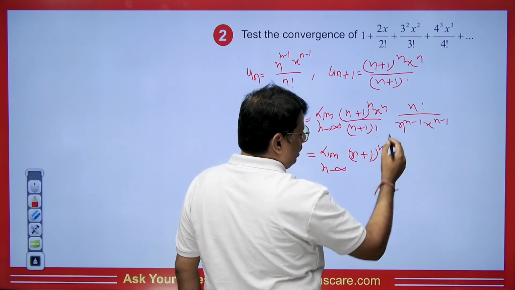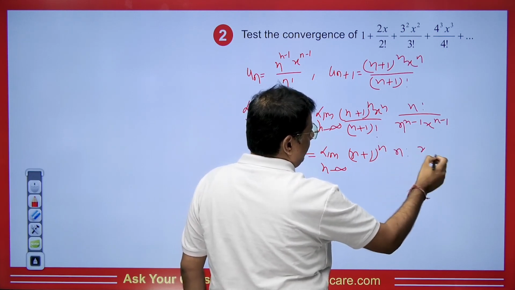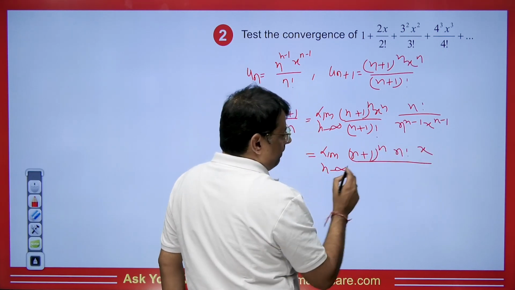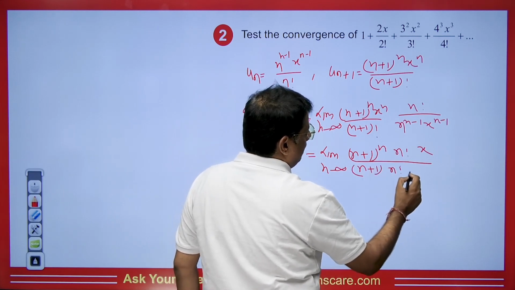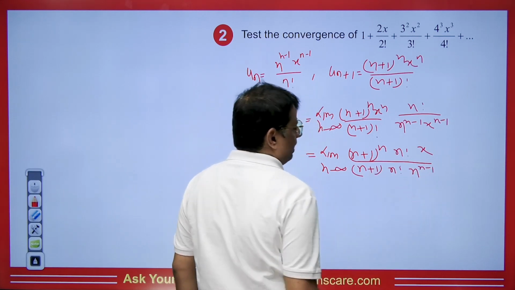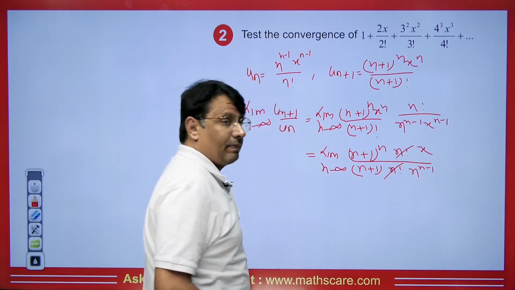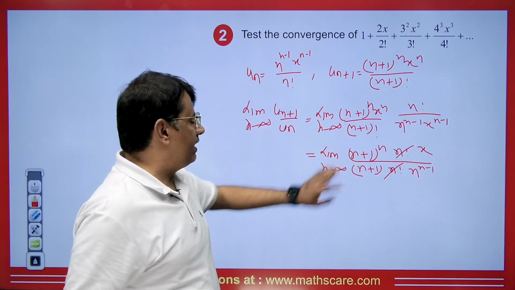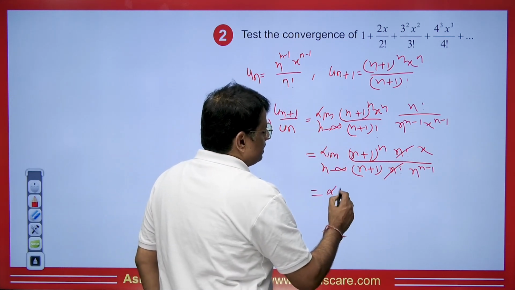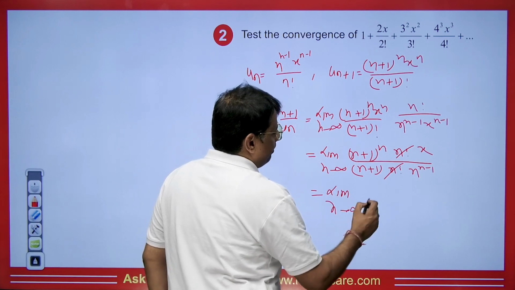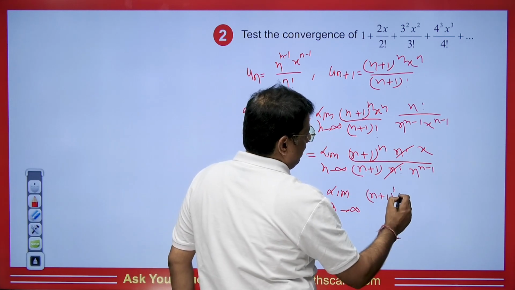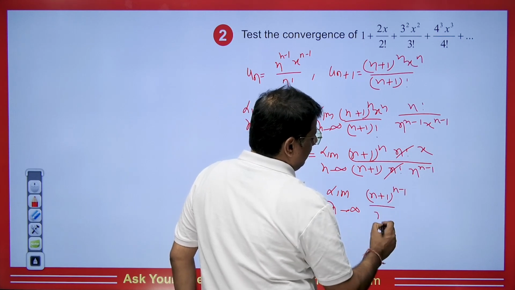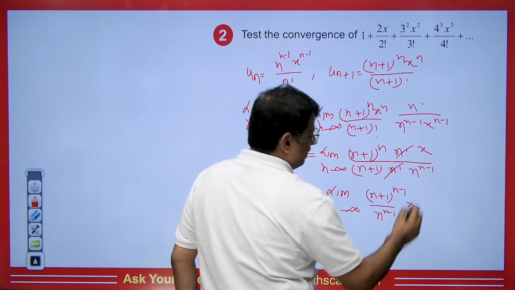This x will get cancelled. So n factorial should be put here and then x will come here. We had n plus 1 factorial here, so I will put n plus 1 and we will get this n factorial. This will be n power n minus 1, and n factorial and n factorial are cancelling each other. We are left with n plus 1 and this term is also getting cancelled. So limit n tends to infinity. When n plus 1 is cancelled, we will get n plus 1 raised to the power of n minus 1 divided by n minus 1 multiplied by x.